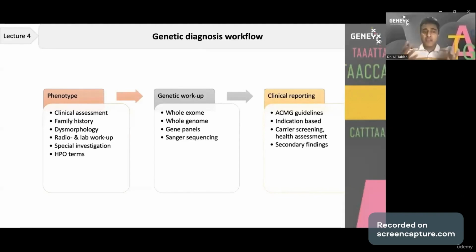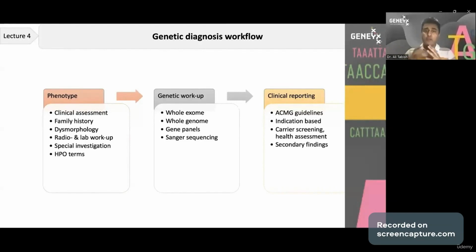We try to build the differentials: what could be a possible diagnosis of this patient, and what kind of genetic test we need to order. So once we have the complete comprehensive phenotypic assessment, then depending on the differentials, we decide whether the patient should go for whole genome sequencing, whole exome sequencing, panels, or other genetic testing.